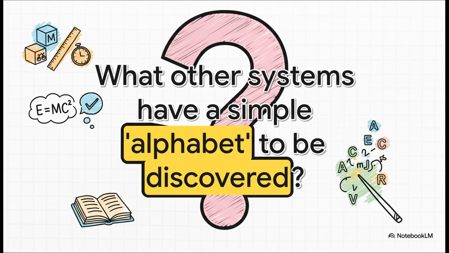If the unbelievable complexity of the entire physical universe can be broken down into a simple alphabet of just 3 concepts, what other complex systems out there, in biology, in economics, maybe even in our own behavior, are just waiting for someone to come along and discover their simple fundamental alphabet?